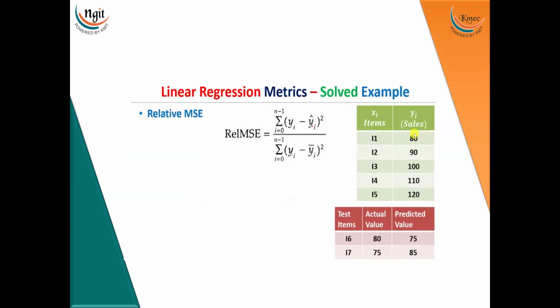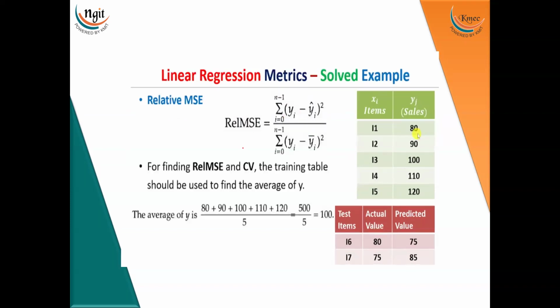Okay. Next one is relative mean square error. It is given by the sum of (yi minus y cap) whole square, that is actual minus predicted, divided by the sum of (yi minus y bar) whole square. Now we know the predicted value and the actual value, but we have to find out the y mean. So for finding the relative mean square error and the coefficient of variation, the training table should be used. This training table should be used to find the average of y. So let us calculate the average of y: 80 plus 90 plus 100, and so on. So it is 500 divided by 5. We got it as 100.